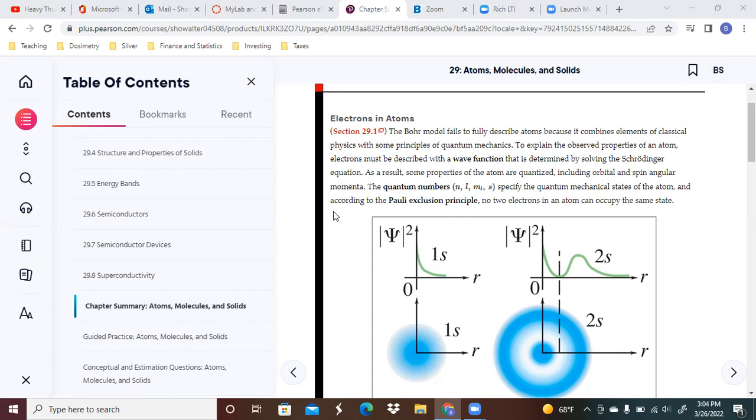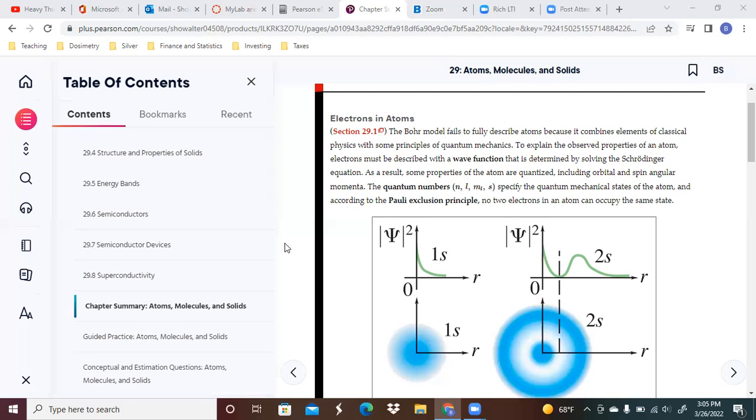So to explain what we actually observe, we come up with something called a wave function. And that is determined by solving something called the Schrodinger equation. Now, that's not something we're going to really get into that deeply. But the Schrodinger equation is an equation that allows you to determine probabilities as far as what the state of the atom is going to be. And we'll leave it at that.